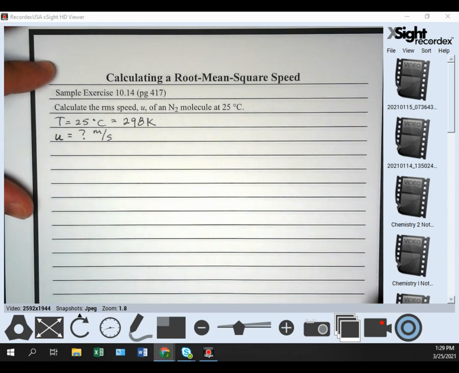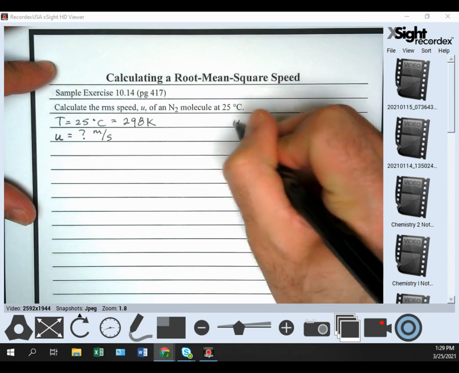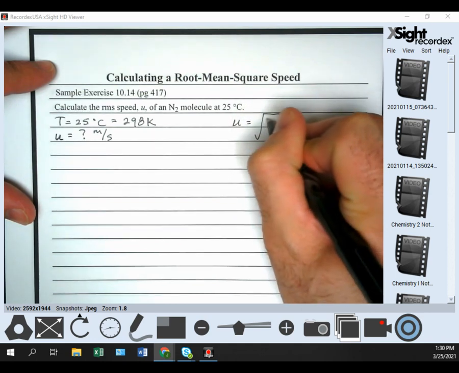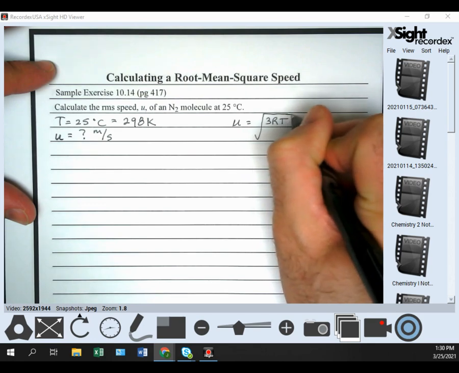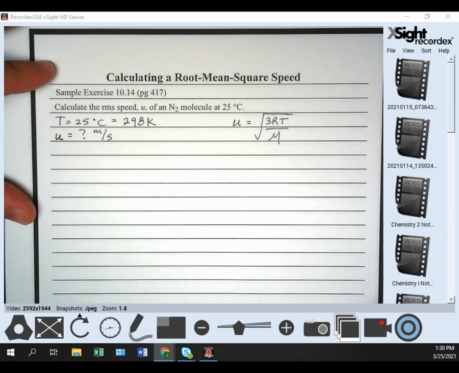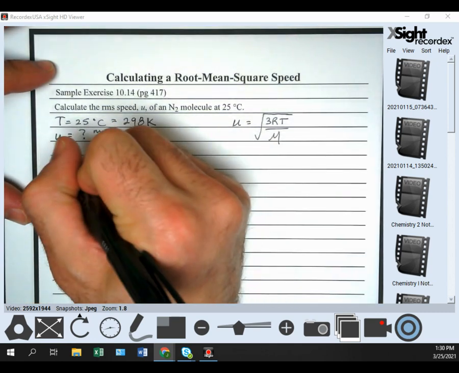So if we think about it, we're going to be using this, the U equals the square root of 3RT over the molar mass, the M. So we've got a temp. We need a molar mass.